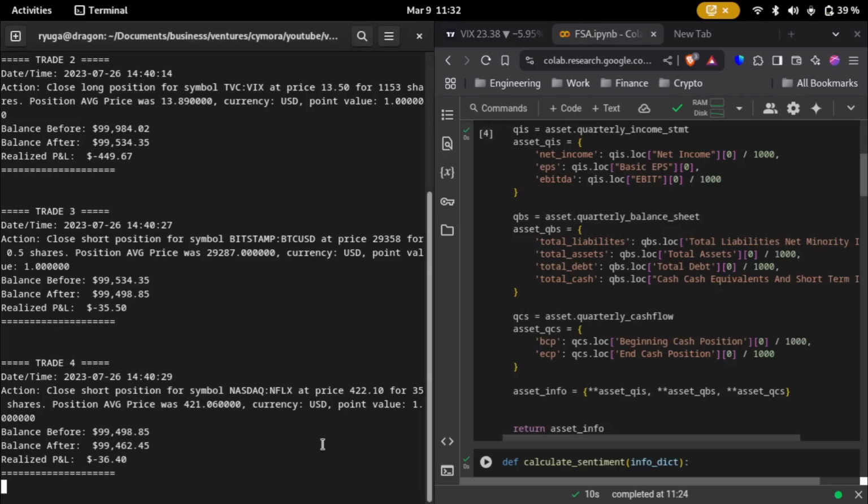Netflix was not doing very good at the time. No, it was actually doing pretty good, but its price was at 422, and I didn't think it had.